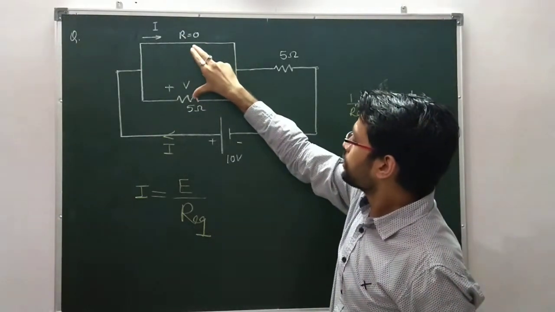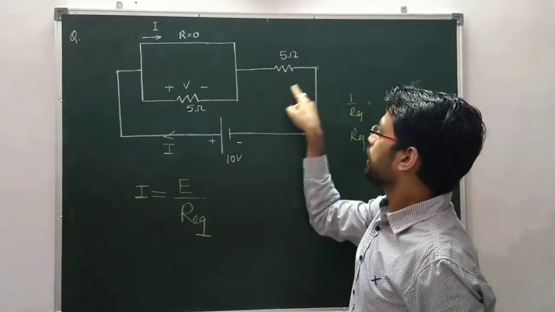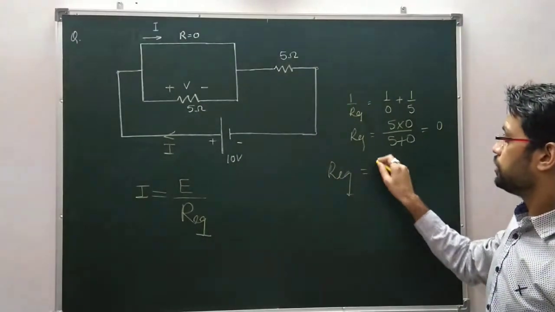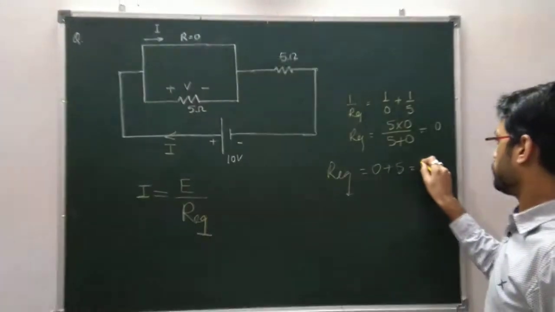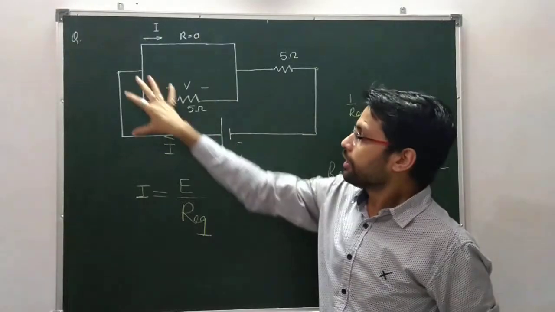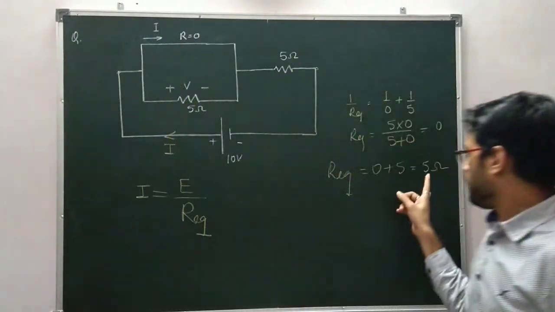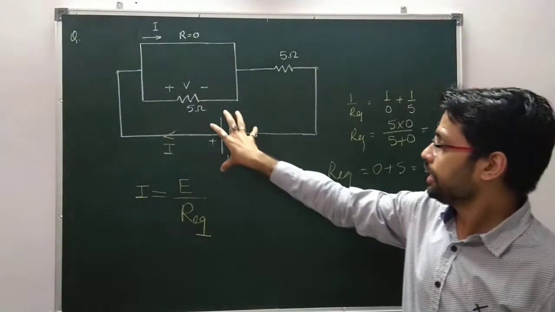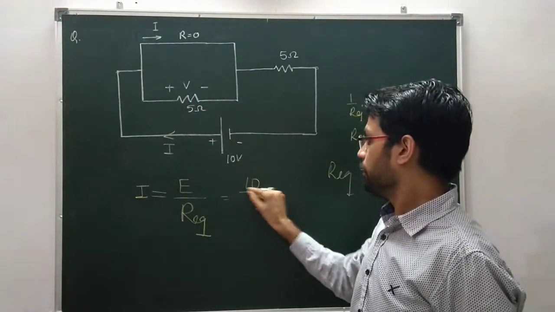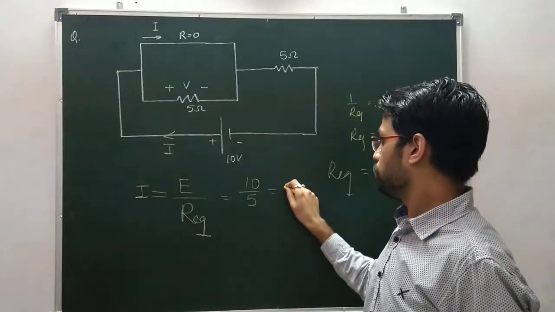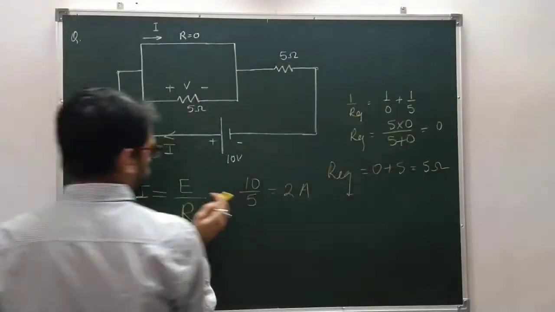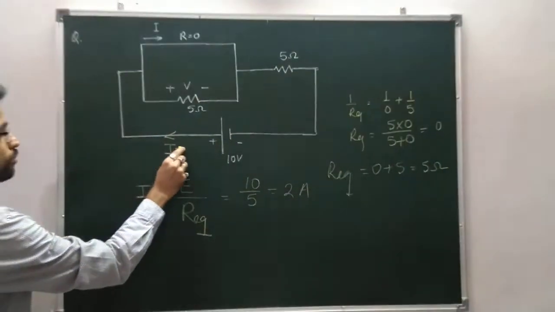This combination is connected in series with 5 ohm, so the total equivalent resistance is 0 plus 5 equals 5 ohm. So the total equivalent resistance of the circuit is 5 ohm, and the EMF of the cell is 10 volt. Put the values: 10 divided by 5 comes out to be 2 ampere. Now 2 ampere current is drawn from the cell.